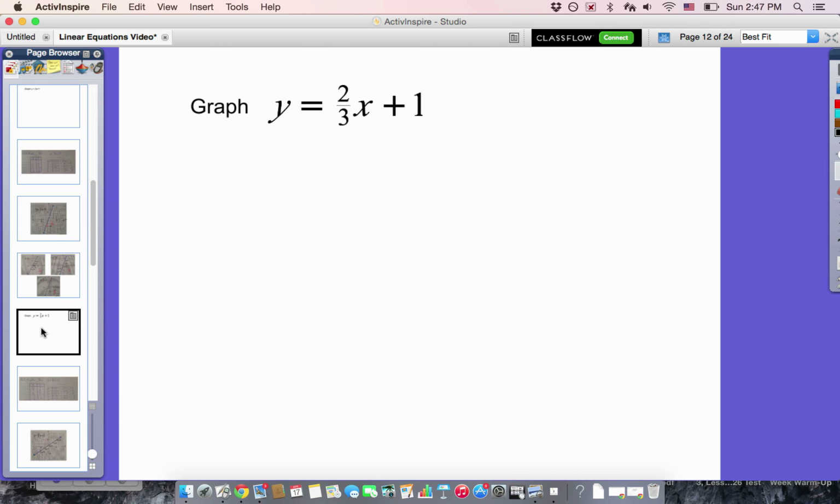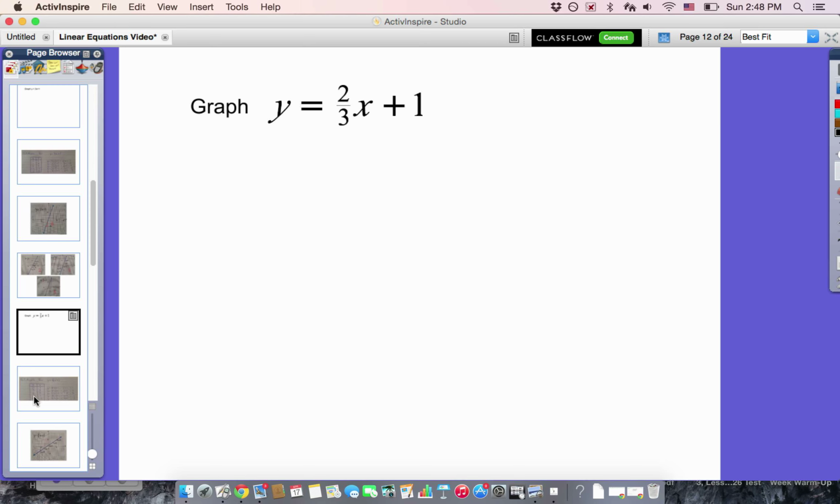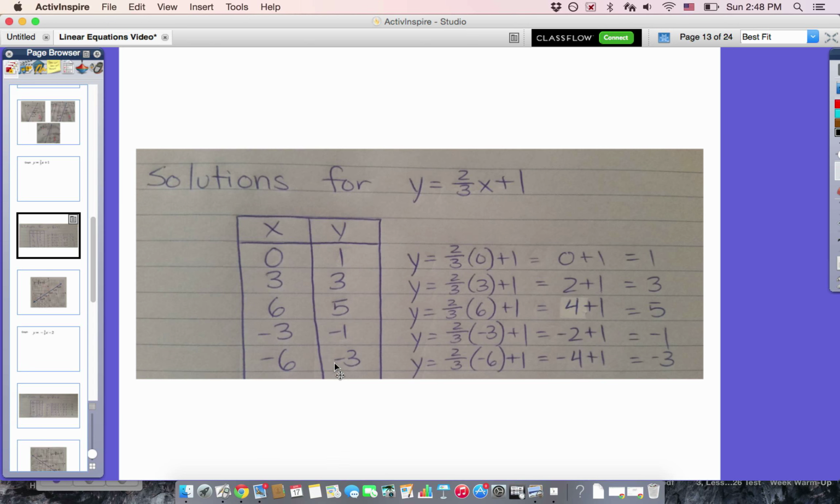So now we're going to take a look at how an equation written in slope-intercept form can tell us what the intercept is. So we're going to graph this equation right here, y equals 2/3x plus 1. So we're going to follow the same process. We're going to find a few solutions to this equation. So this is what I did to find the solutions for the equation.